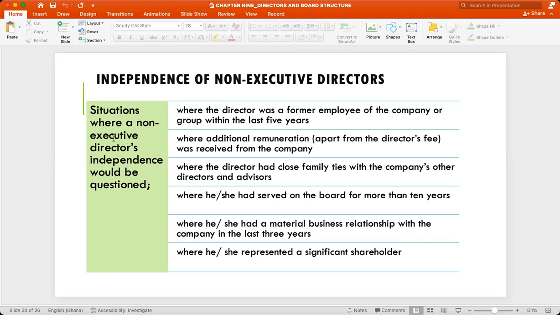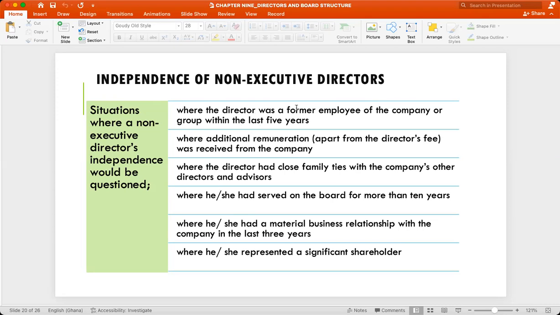So let's look at situations where a non-executive director's independence will be questioned. Once you have some of these issues around your neck, you cannot be described as an independent non-executive director. So let's look at some of them.